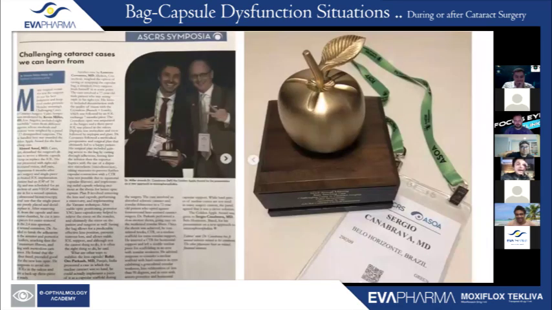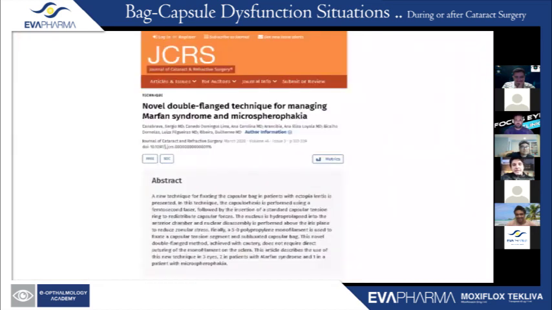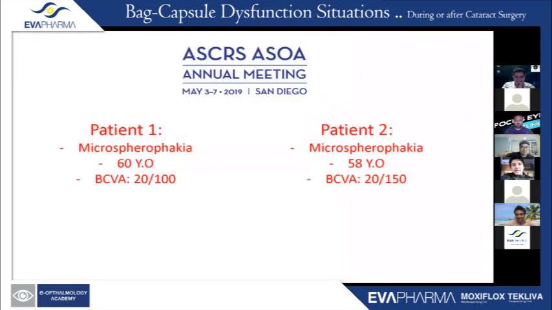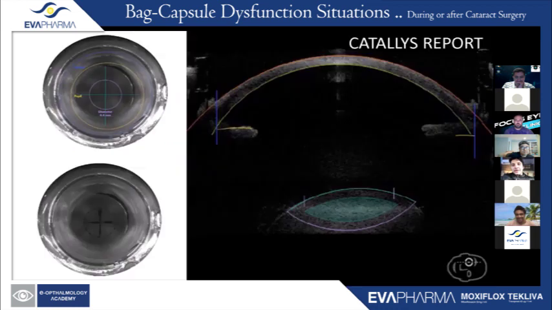But today, after this historic review, I will talk about my case that won the Golden Apple Prize in 2019, and I published in JCRS, and 2 cases about microspherophakia. Number 1 taught me about number 2. Here's number 1. My question for the audience: is it a real cataract report, or is it fake news? What do you think?